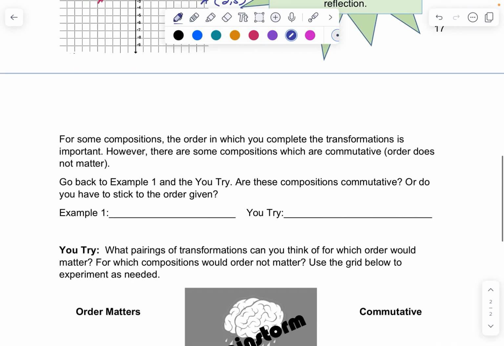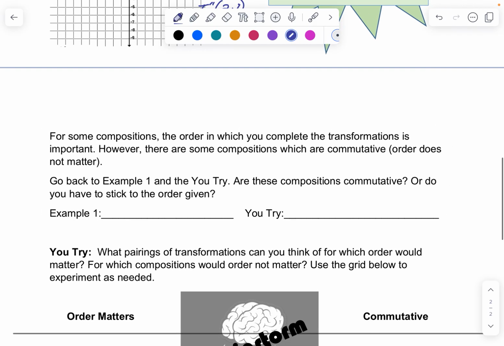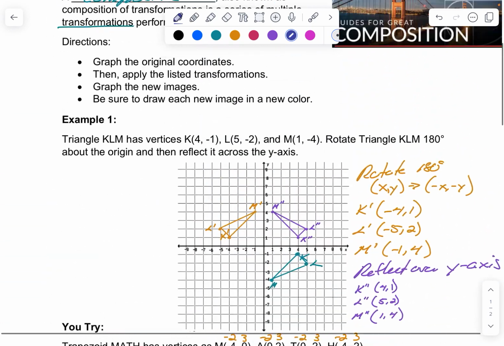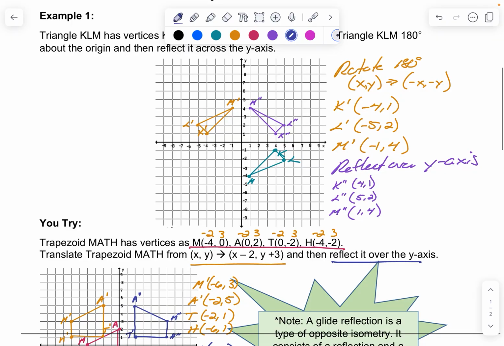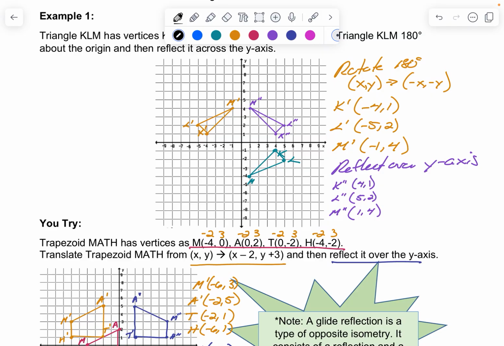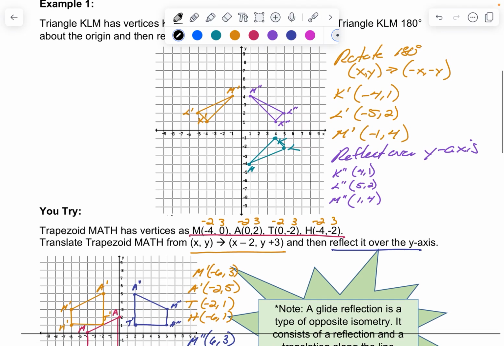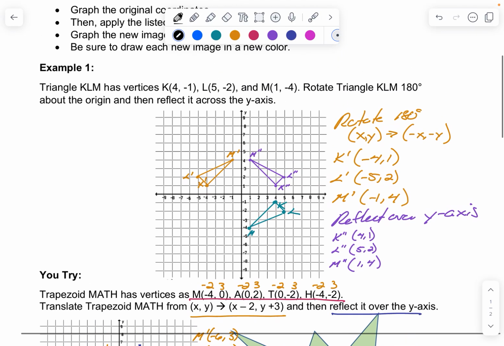Let's see. For some compositions, the order in which you complete the transformation is important. However, there are some compositions which are commutative. That is, order doesn't matter. Go back to example 1 and the you-try. Are these compositions commutative, or do you have to stick to the order given? Let's see. So what if we reflected over the y-axis first? So you know what? Let's just graph that.